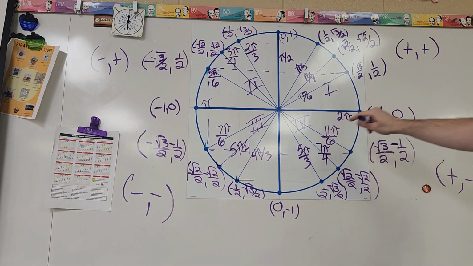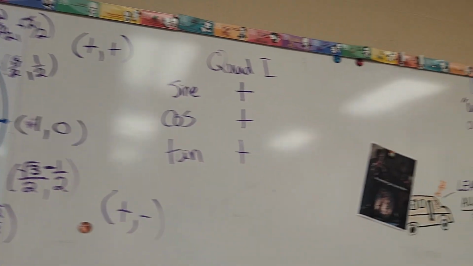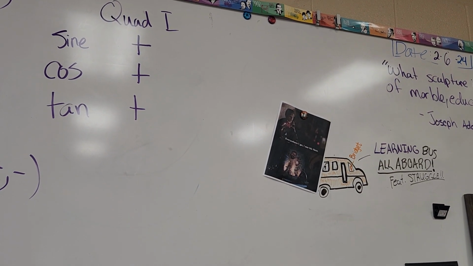Okay. So in quadrant 1, does it want sine? What's my sign going to be? Is it positive or negative? In quadrant 1, what's my y value? Is it positive or negative? Positive. What's cosine? So then what's tan? Yeah, because I'm dividing those, right?